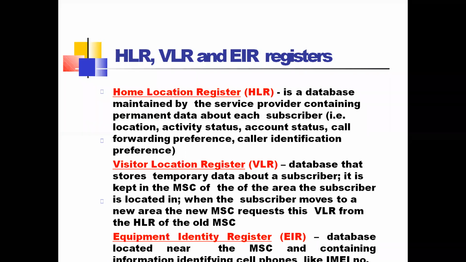The second one is the visitor location register. It is a database that stores temporary data about a subscriber. It is kept in the mobile switching center of the area the subscriber is located in. That means where the subscriber is located will be kept in the mobile switching center, the VLR, visitor location register. Right?